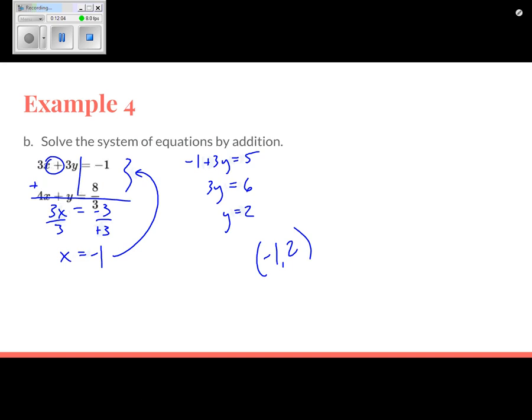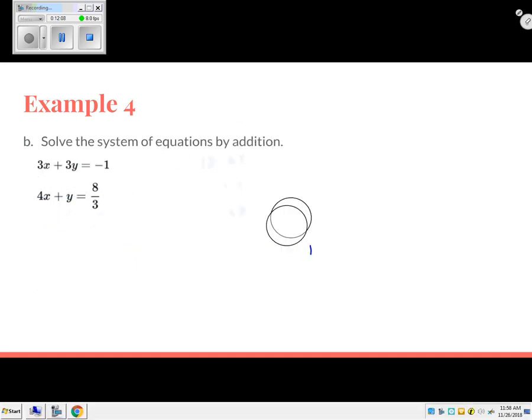Let's see if you can do this one. All right, you have to multiply by something on this one and get it to work. Actually, let's do this one together. I'll turn you loose on the next one. Okay. So looking at this, I can multiply one or both equations by something in order to get the correct answer.